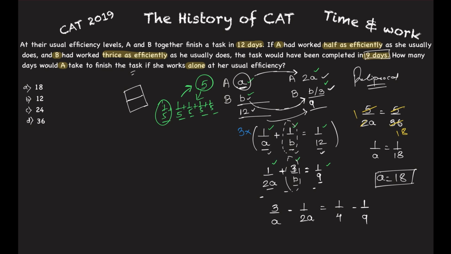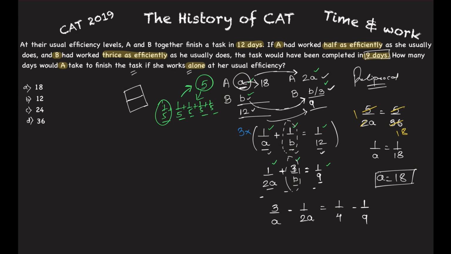If A is doing the task, how many days will A work alone at her usual efficiency to do the work? So usual efficiency was A, which is 18 days. So A working alone will do it in 18 days, and that's it. That's how you reach the answer. So this is the reciprocal method to solve it. Okay, I told you about the LCM method as well.